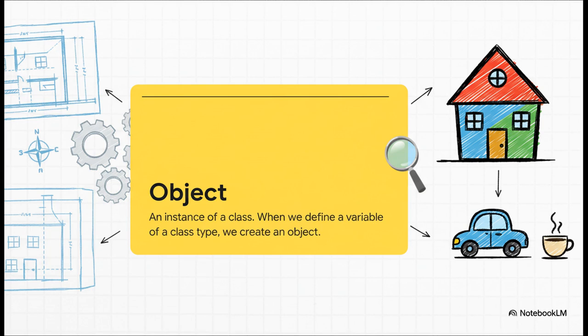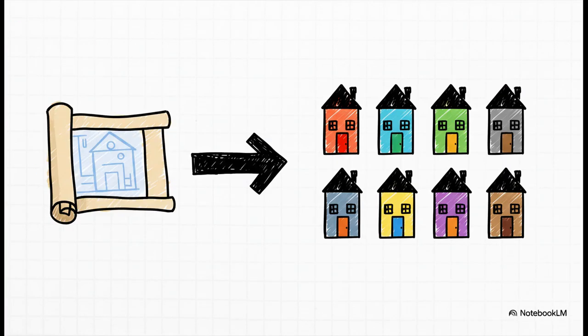Okay, so if the class is the blueprint, what's the actual building? Well, that's the object. An object is the real physical thing that you've constructed based on the plans from that class. And this is where it gets really powerful. You can take one single house blueprint, one class, and use it to build an entire neighborhood of identical houses. Every single one of those houses is its own separate object, but they all share the same structure and rules from that original class.